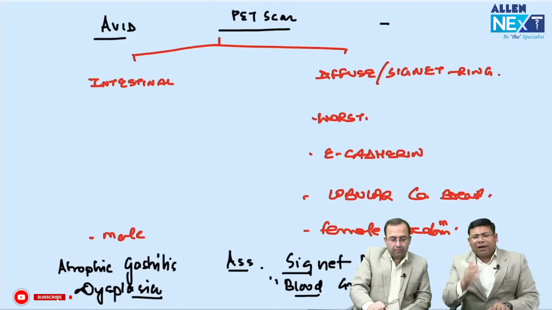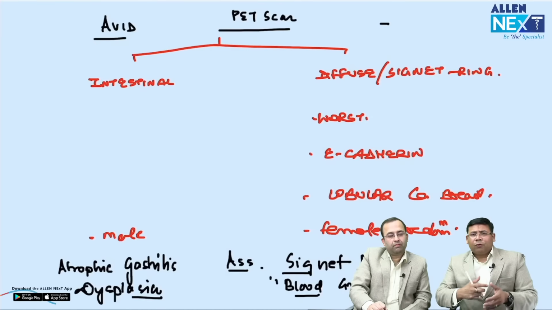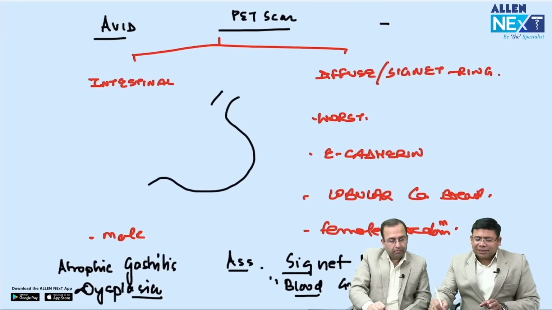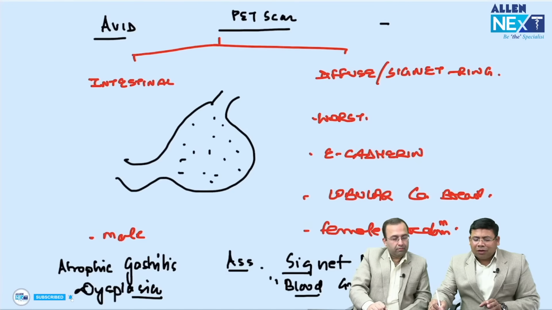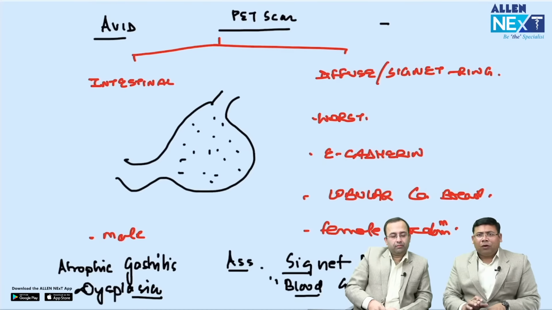They are not detected. Why? Is it that they will not have that Warburg effect and they will not take up that fluorodeoxyglucose, whatever you have given? The answer is that, as the name suggests, it's a diffuse type. So there will be diffuse uptake, and this is not crossing the threshold where they are detected, and that is why they are PET non-avid.